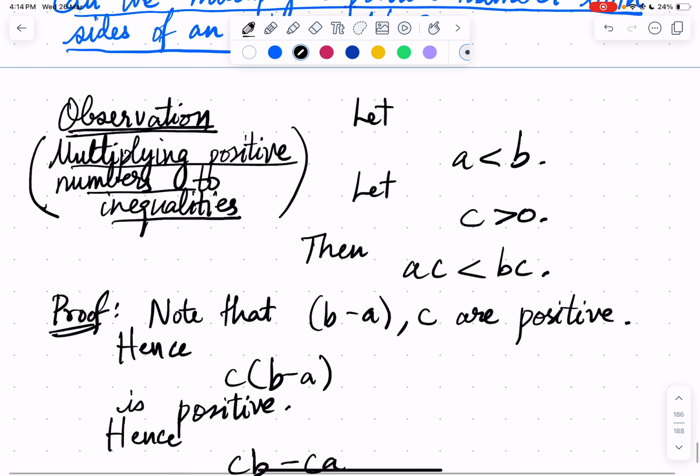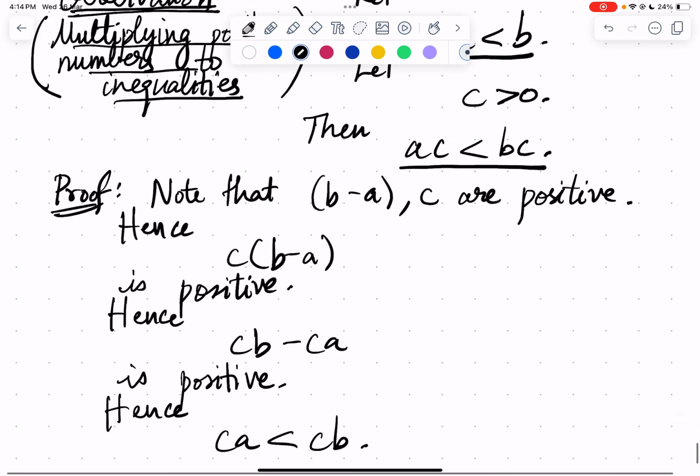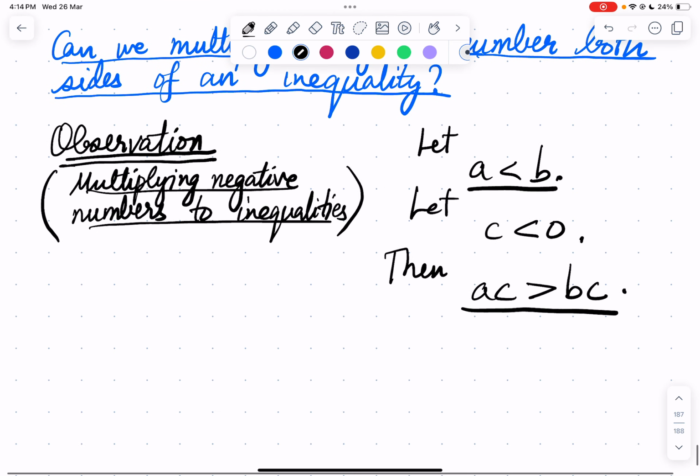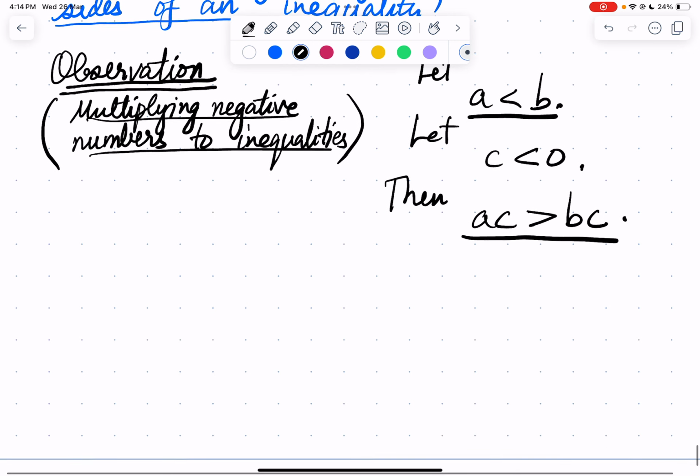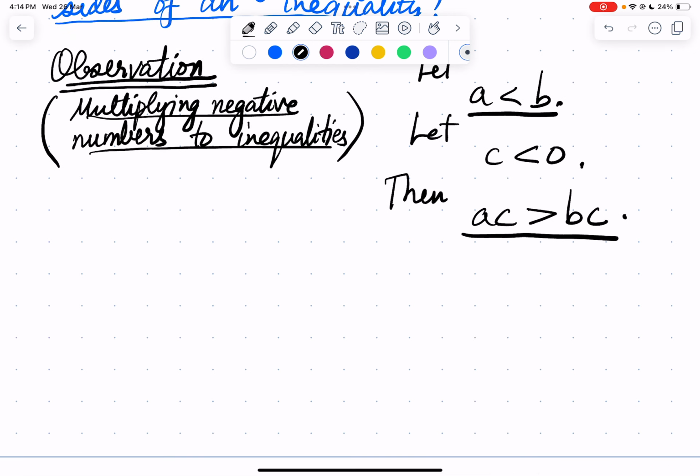If you are multiplying by a positive number, then A less than B, after multiplying by a positive number C, the inequality will remain in the same direction. A less than B, then AC is also less than BC. But if we begin with A less than B and we multiply by a negative number C, then AC will become greater than BC. You start with A less than B, and after multiplying by a negative number, we get AC is greater than BC. So the inequality flips. So multiplying negative numbers to inequalities, this is the rule.